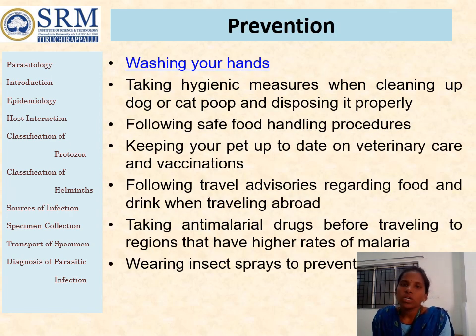Next, preventive measures. What preventive measures can we adopt to prevent parasitic infections? First is washing your hands and following hygienic measures, cleaning up after dogs or cats and disposing of waste properly, following safe food handling, and keeping your pets up to date on veterinary care and vaccinations. Follow travel advice regarding food and drink when traveling abroad, take anti-malarial drugs before traveling to regions with a higher rate of malaria, and use insect repellent sprays to prevent malarial infections.